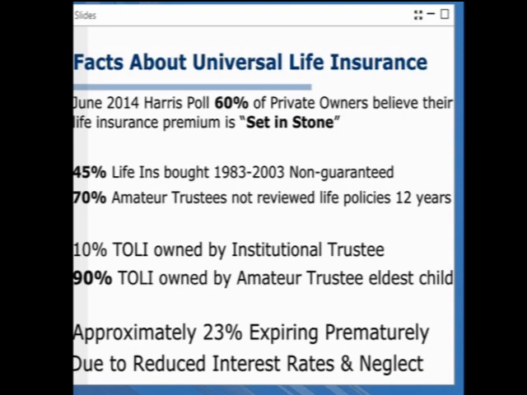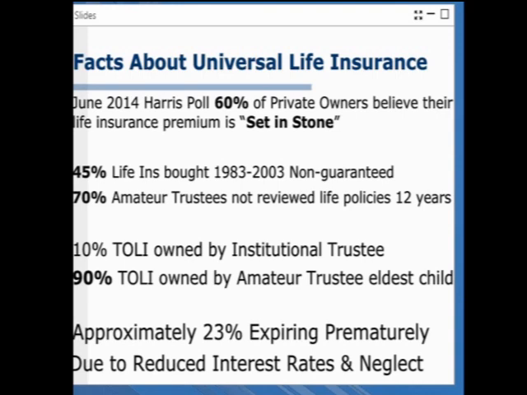45% of individuals between 1983 and 2003 were purchasing a non-guaranteed product. 70% of amateur trustees had not reviewed their policies in over 12 years. Now, who are these amateur trustees? Well, 90% of individual insurance policies were owned by what I consider the amateur trustee, which is usually the eldest or closest living child, and only 10% were managed by institutional trustees.